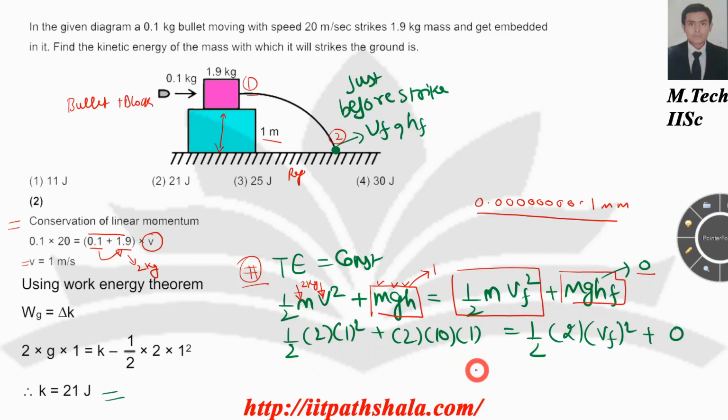Equate both of them, and you can figure out the total final kinetic energy, which comes out to be 21 joule.